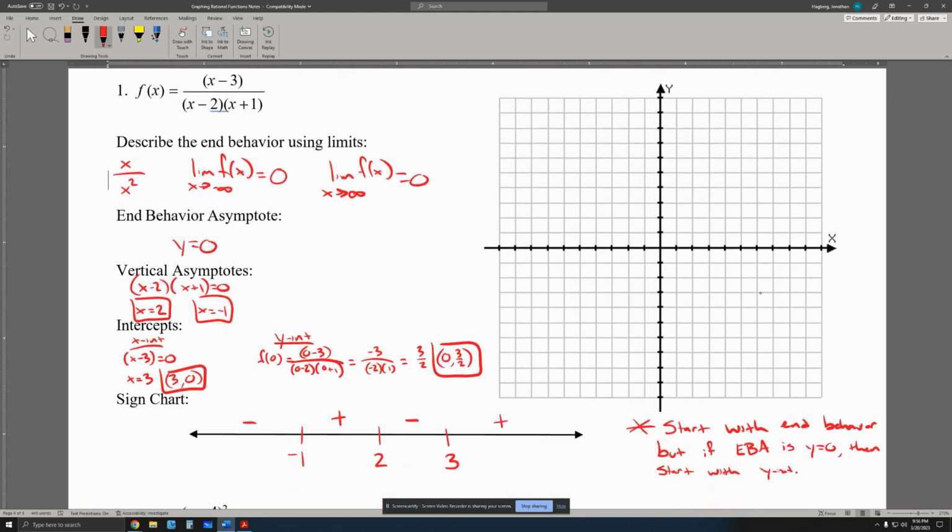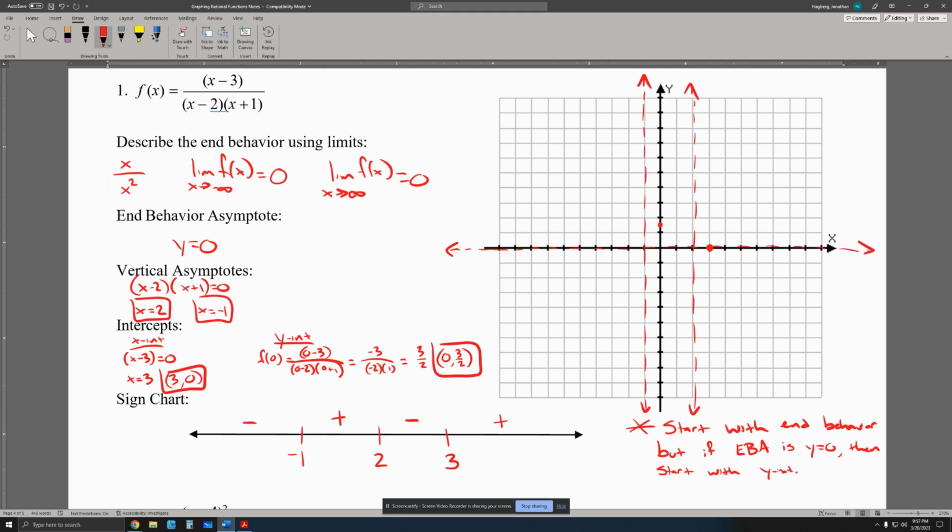So here we have a vertical asymptote at x equals 2. We'll draw that as a dotted line. And then we also have one at -1. Another dotted line is our vertical asymptote. We've got an x-intercept at (3, 0). We've got a y-intercept at (0, 3/2). And we also have a horizontal asymptote, y equals 0. So I'm going to just draw that as a dotted line as well.